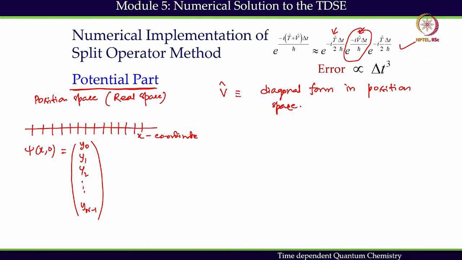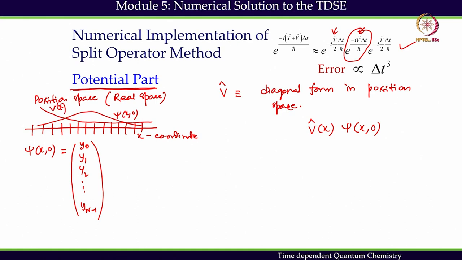And if we have this discretized representation of the wave function, remember the right hand part of the TDSE is nothing but H psi. Not the TDSE, but the time evolution. In the time evolution, we have e to the power... I'll show this. So we have this potential part. When the potential operator is acting on a wave function, let's say psi(x, 0), I can assume that I have a wave function like this. So this is your psi(x, 0), and the potential, let's say I have like this. This is V(x).